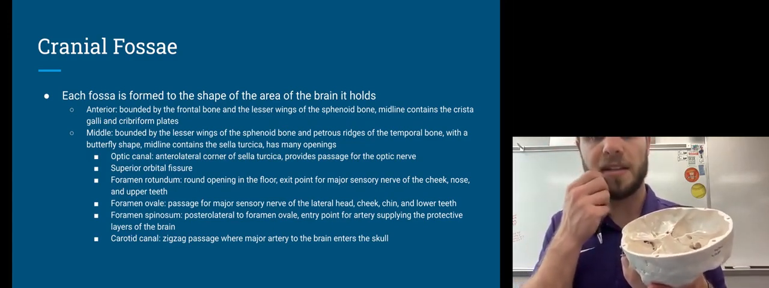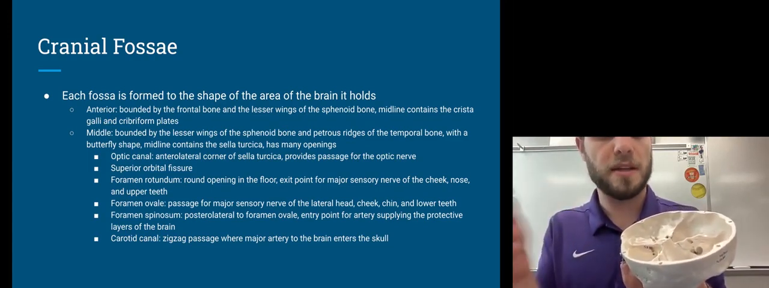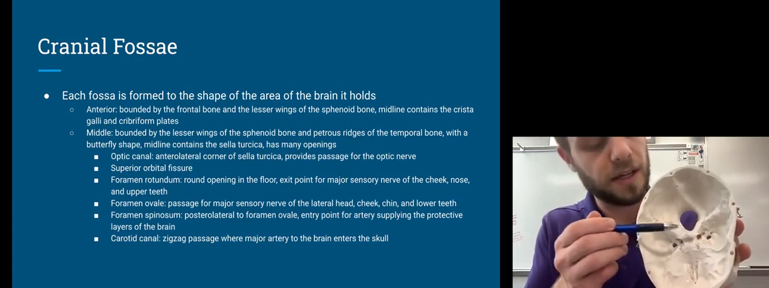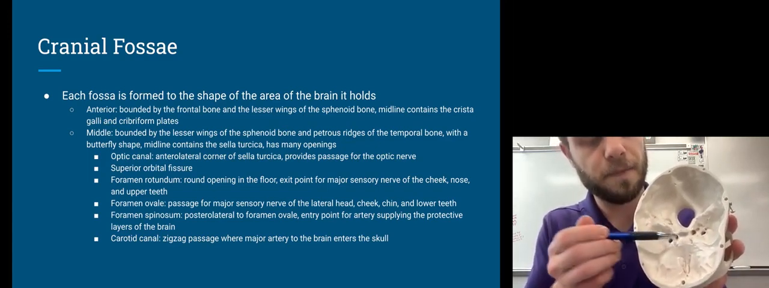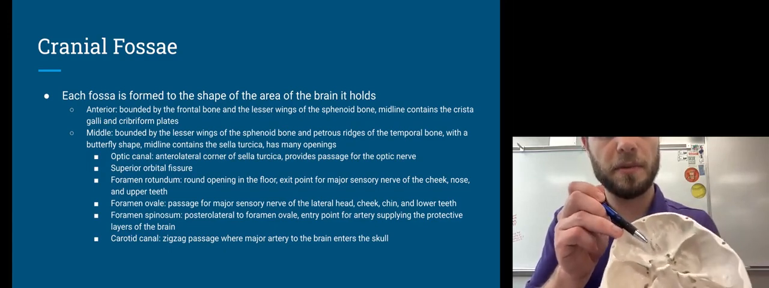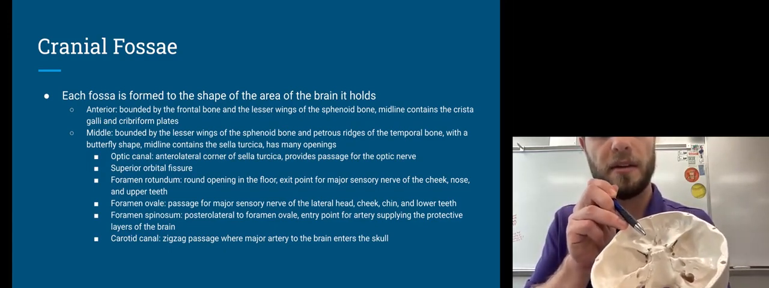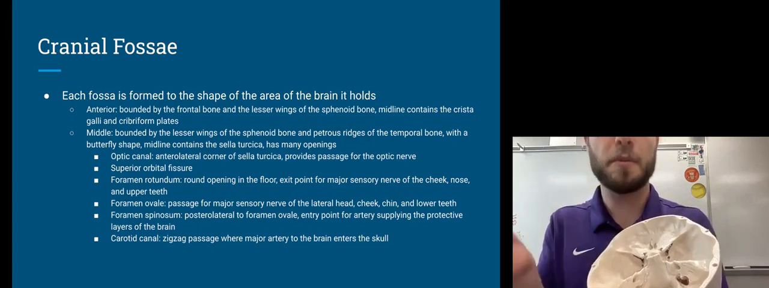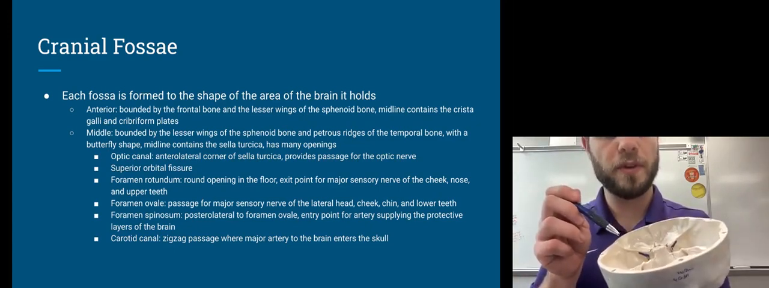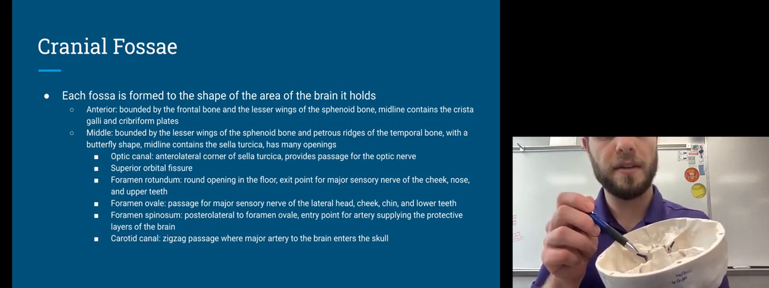The optic canal is anterolateral, so front and to the side of the sella turcica. Just to give you an idea, again, here is the sella turcica. So anterolateral, front and to the side. Hopefully you're able to see that optic canal there. It's going to provide passage for the optic nerve. You also have the superior orbital fissure. Hopefully you're able to see that in there.